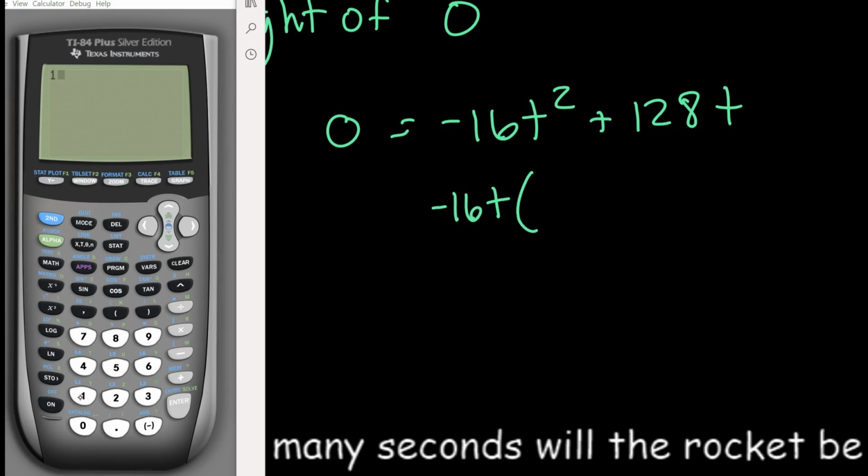So what is negative 16t squared divided by negative 16t? 1t. And then what is 128t divided by negative 16t? It's a minus 8. So, is this factored? Yes, we just pulled out a GCF and it's factored. How do I take factors and find solutions?